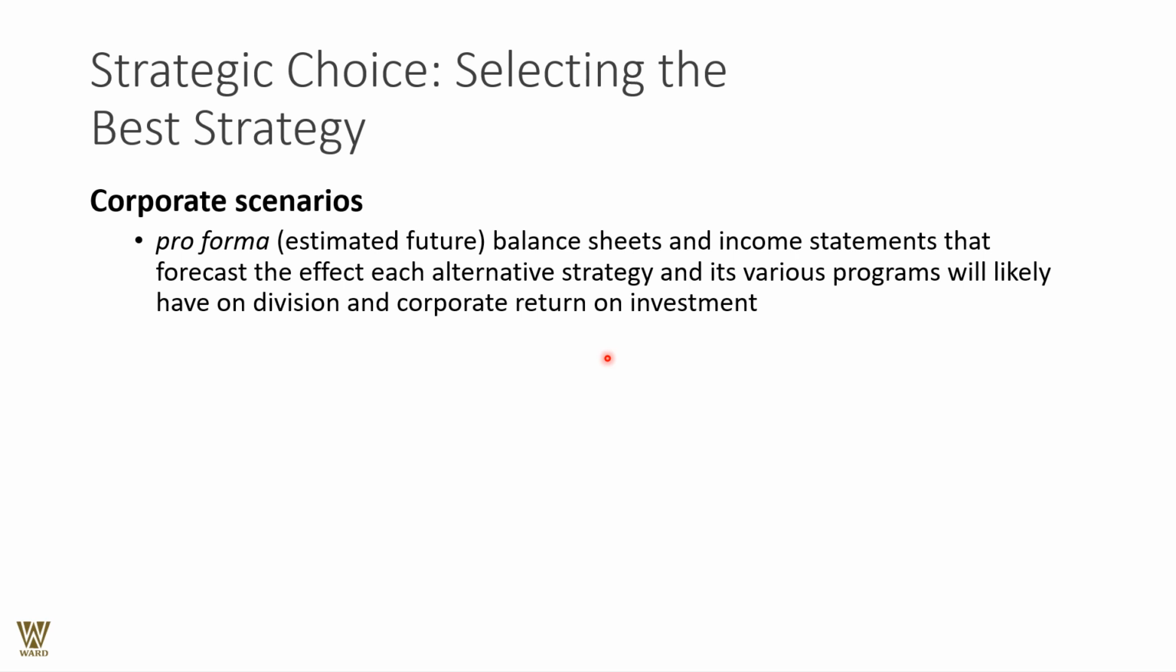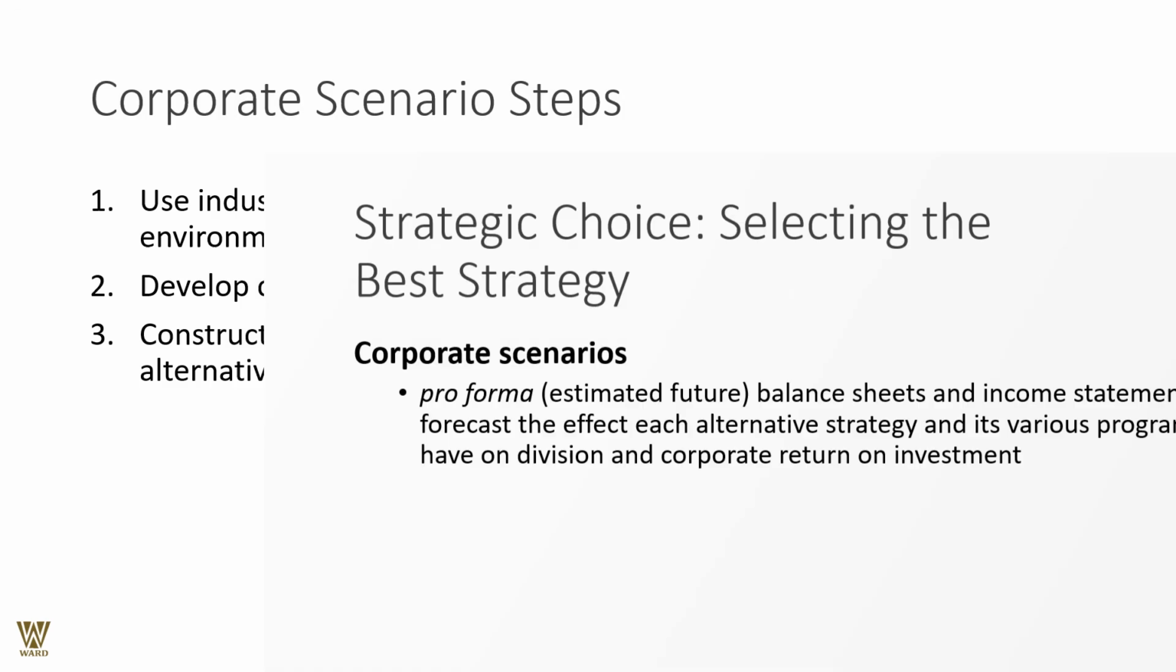Strategy choice is about selecting the best strategy: pro forma estimated future balance sheet and income statement, forecasting the effect of each alternative strategy and the programs thereby, which are likely to have an impact on divisions and the corporate return on investment, as the case might be. We should always have such incentives there.